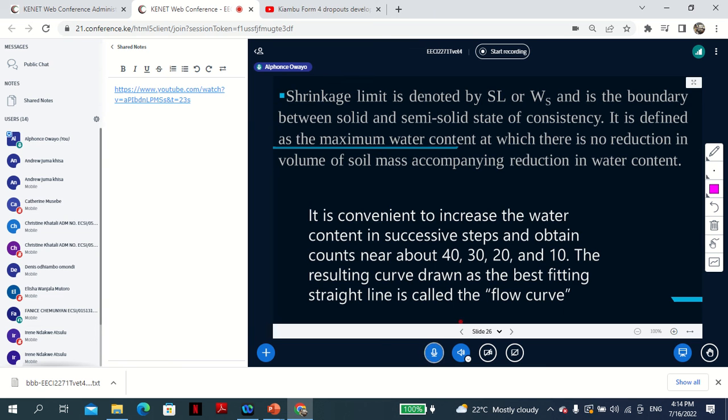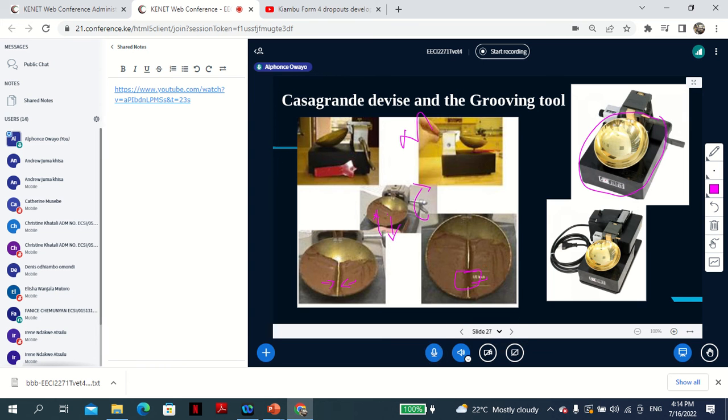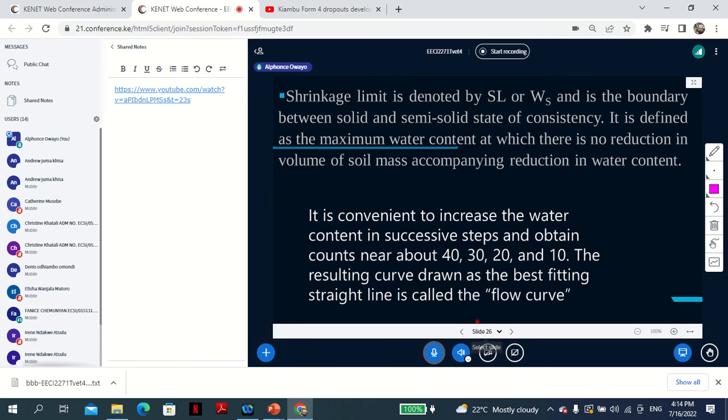The reason for this is that once you do that, you take this part to the oven, like I already showed you, to determine the water content. I think I already elucidated how to find the water content in the lab. So what you will do is you take several values.